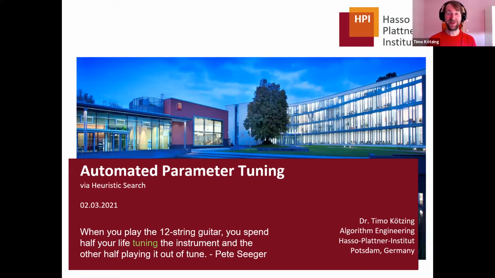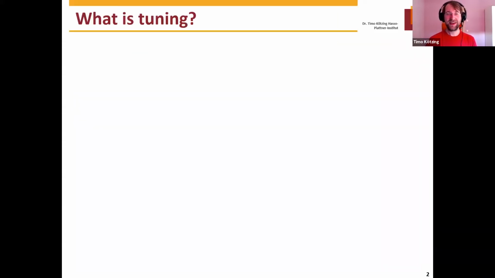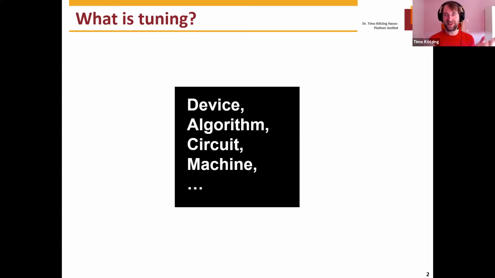And I'll first, though, answer the question, what is tuning all about anyway, so that we're all on the same page here. And for this, I typically like to use this model of a black box. So this is how a black box looks like. And the inside of the black box could be anything that you want to tune. So you want to tune a certain device that you have. I typically have algorithms that I want to tune. You might have a circuit that you want to optimize, so some machine.